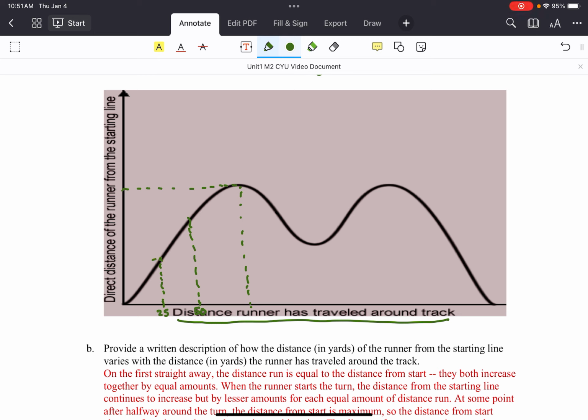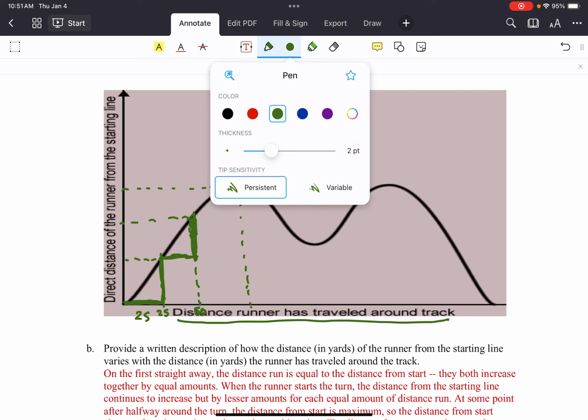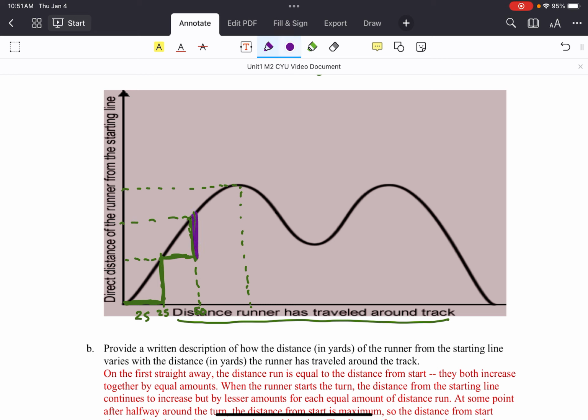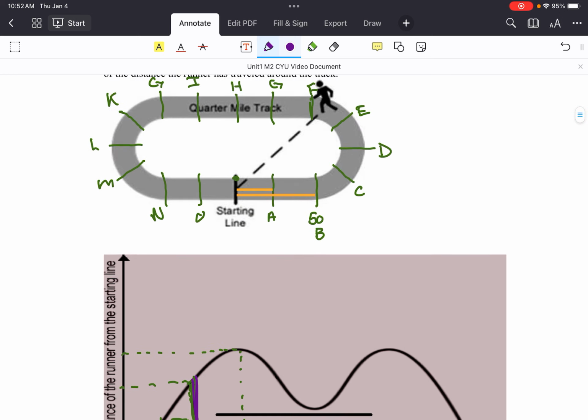And if you notice over here, sometimes I like to draw in little slope triangles. Yes, we increased 25, and this amount that went up each time should be about the same. So this change in distance from the start line stayed about the same for those first equal changes in distance. But then we hit the curve.